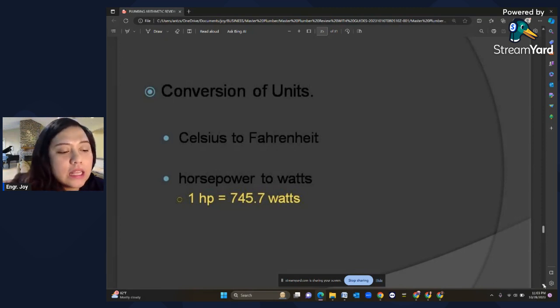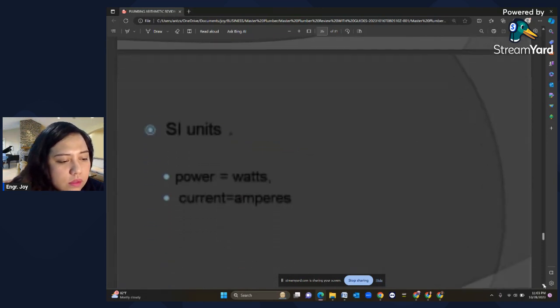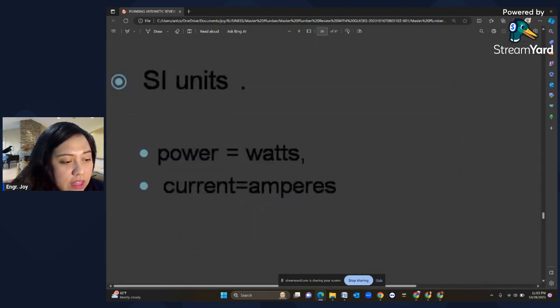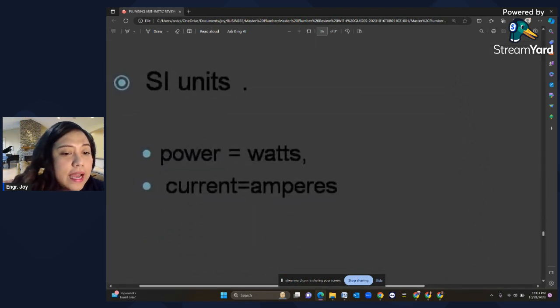We need to remember these conversion units, guys. In SI units, power is watts, current is amperes. These units are also something we need to remember.